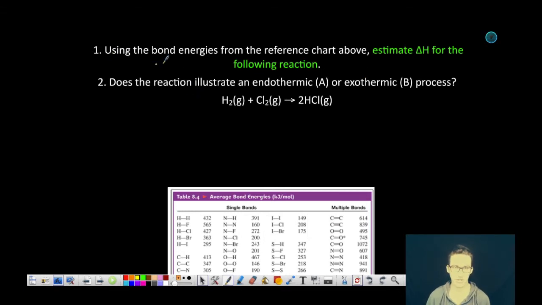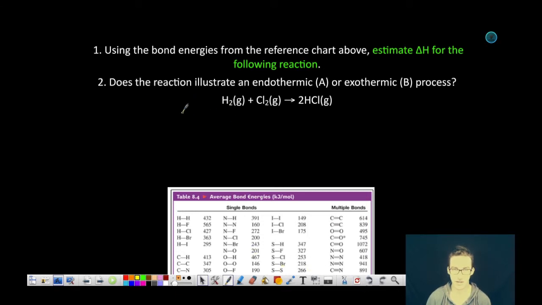So we're going to use the bond energies from the reference chart above/below to estimate the enthalpy change for the following reaction, and then we want to know, does it illustrate an endothermic or exothermic process? Okay, Lewis structures are pretty easy to draw for us on this one.